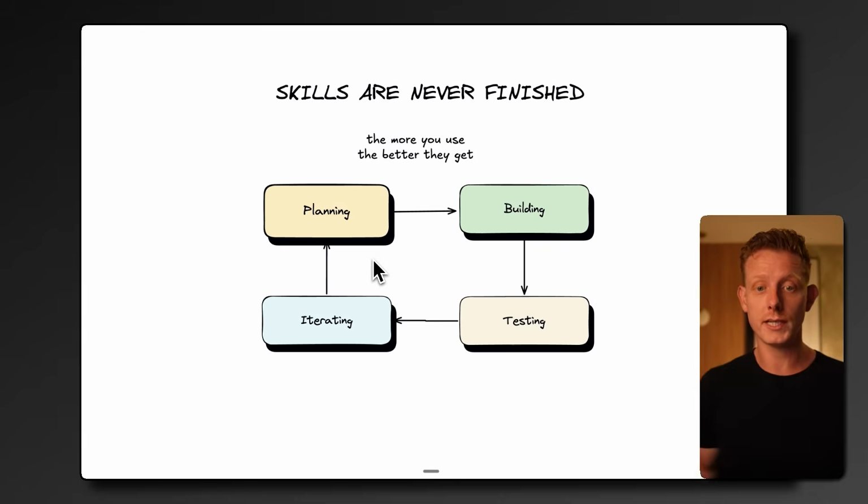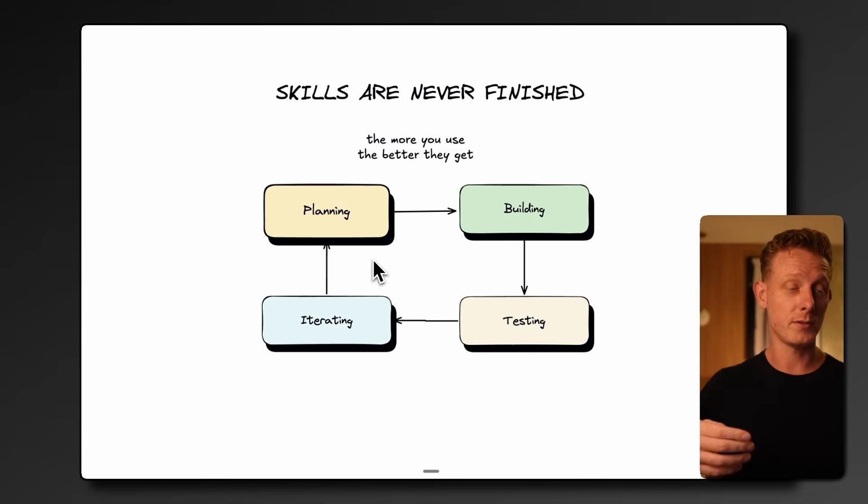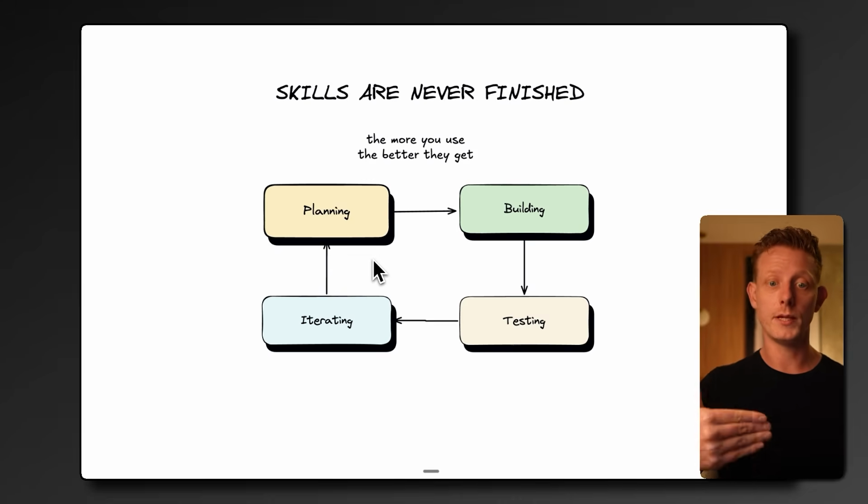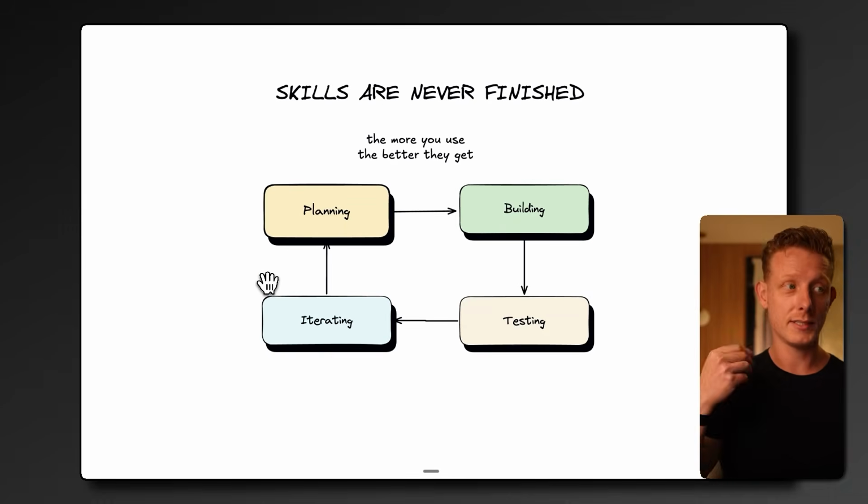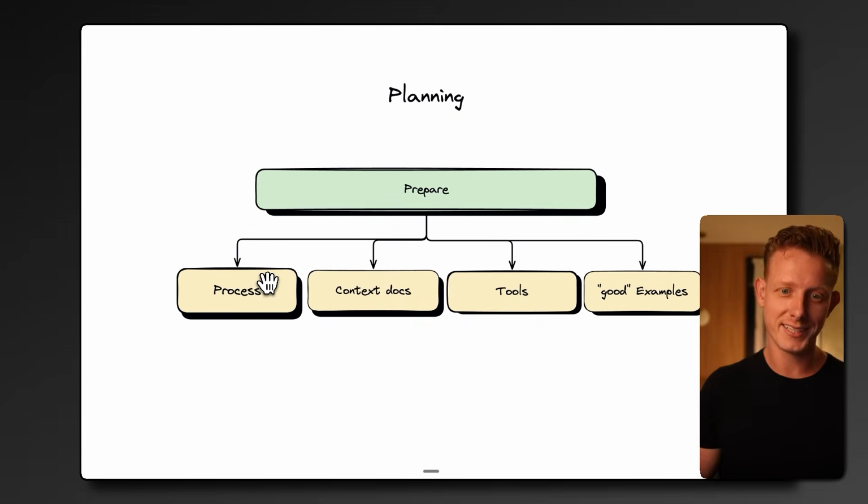But the beautiful thing with skills is you can easily update them with prompt. So skills are never finished. And what I've learned is the more you use them, the better they get. I've probably updated and iterated on my infographic skill around 5 times to get to the outcome that I get now. Now, the first step is the step that most people skip, but what makes the biggest impact.